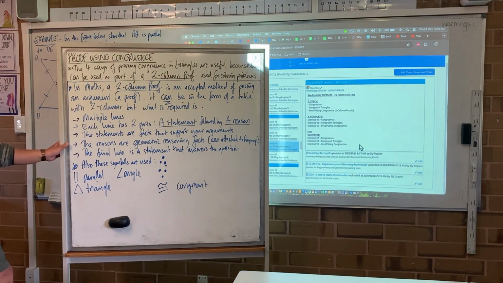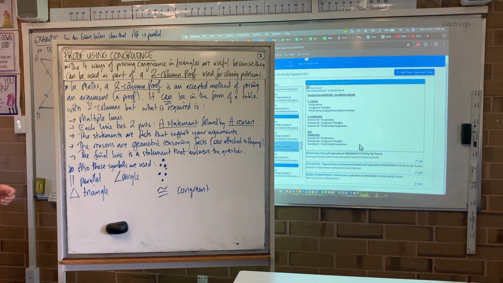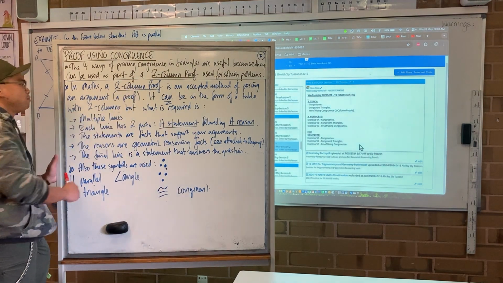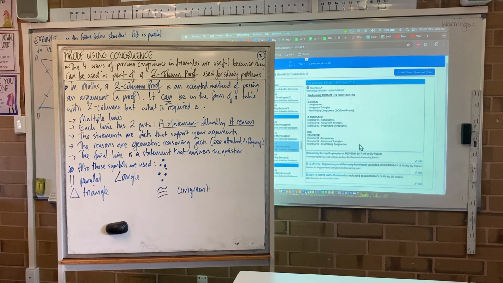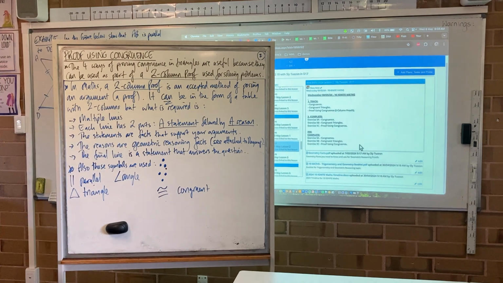Is it in now? Those 4 ways can be used as part of a 2-column proof used for solving problems. In maths, what is a 2-column proof? It's an accepted method of posing an argument, a proof. It can be in the form of a table with 2 columns. But what is required is, I don't need you to write it as a table, but what is non-negotiable is there's multiple lines in this proof. Each line has 2 parts, a statement followed by a reason.